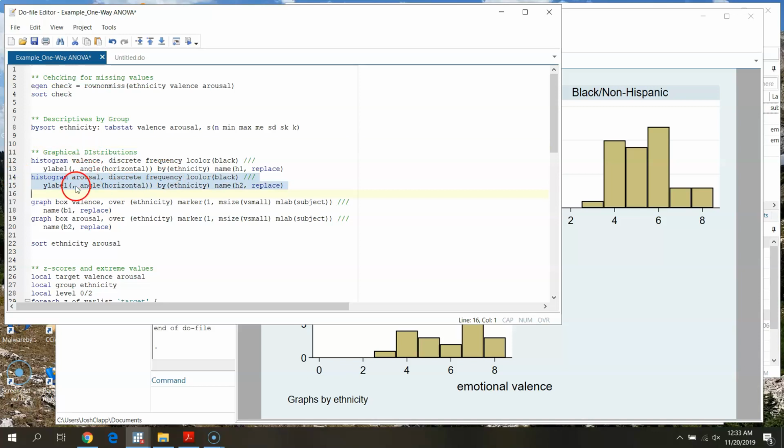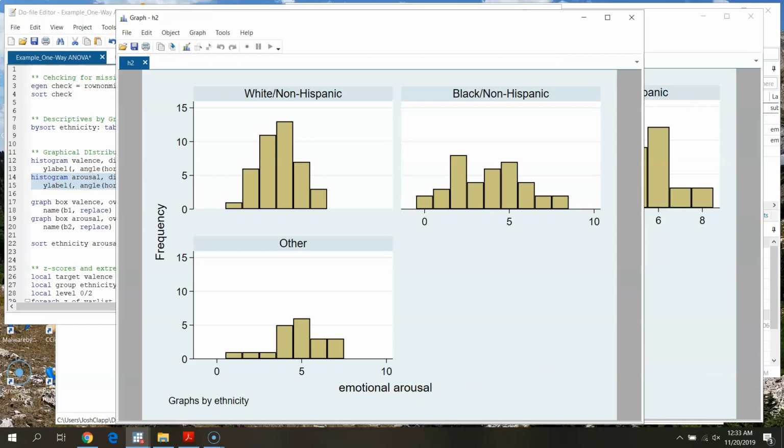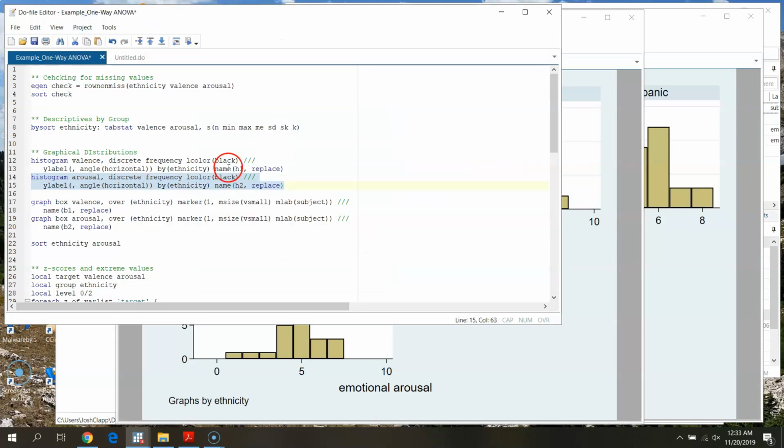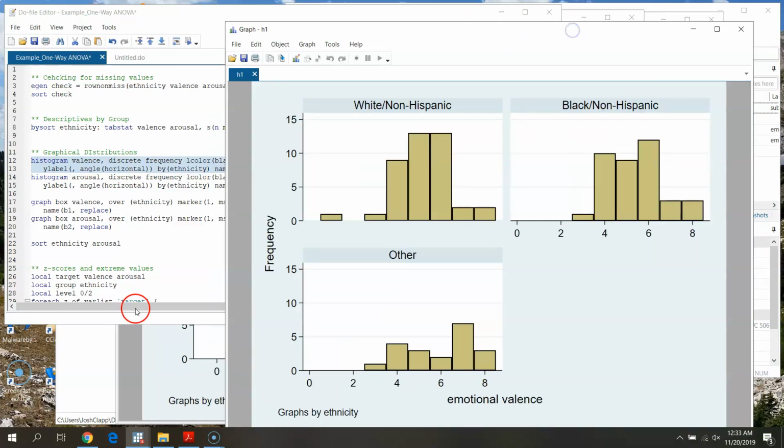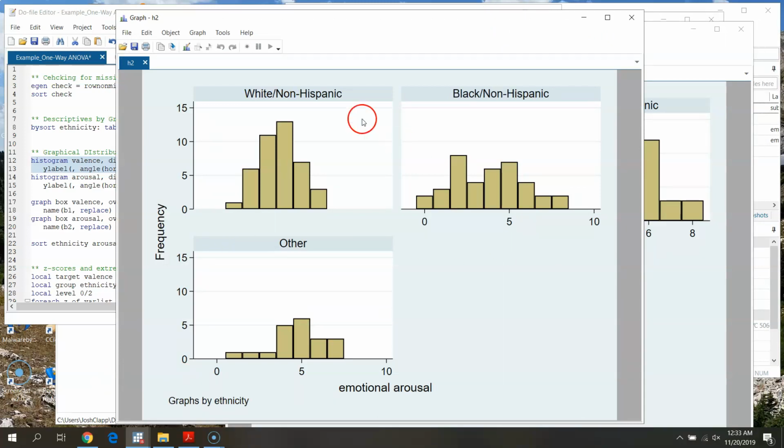We can go through and then we can just run the same graph. We're just going to swap out valence for arousal here and run this. And so again, when we're running our graphs, if we give our graphs a name, here this one's H1, histogram 1, and then the replace is just so if I wanted to run it again, it'll just run it again. If I don't put that replace, it'll tell me there's already a graph named H1 in the memory. So we've gone through and run that, and here's our histograms by group for emotional arousal.